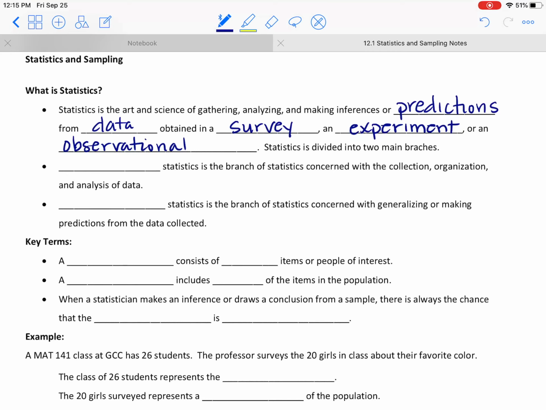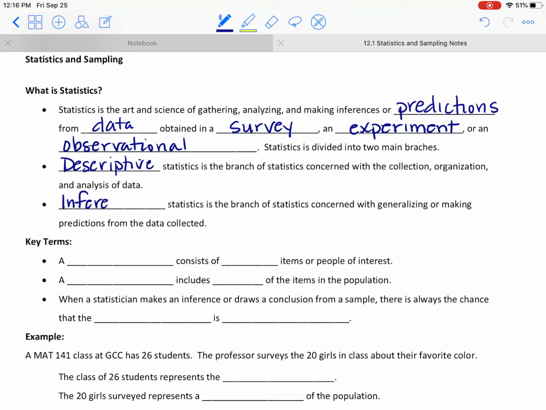Okay? And even once the data is collected, there are 2 branches of people that are going to deal with this data. So we have descriptive statisticians, or we have a descriptive branch of statistics. And in this branch of statistics, the statisticians, the people working in this branch, they're really more concerned with how is the data collected, how can we organize the data, what kind of analysis can we do, what kind of crunching of the numbers can we do with the data. So they're really concerned with the data.